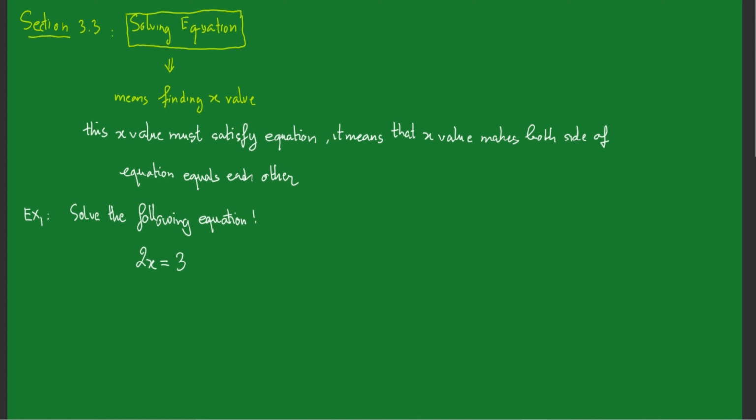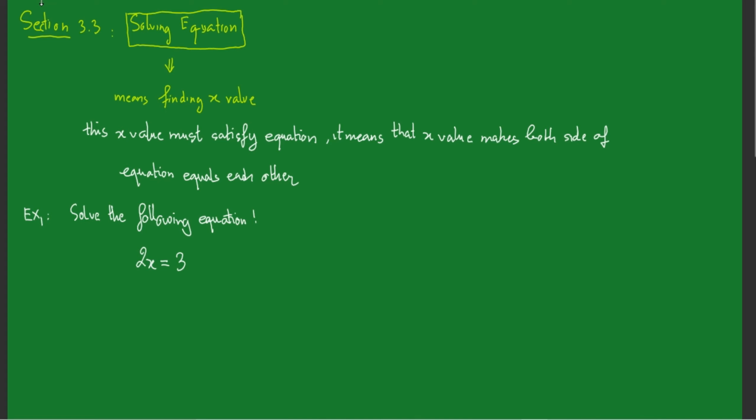You see that on the left hand side is an algebraic expression, 2x, and on the right hand side is another algebraic expression, a constant term. Between them is the equal sign. So this is an equation, and you see there's only one x.